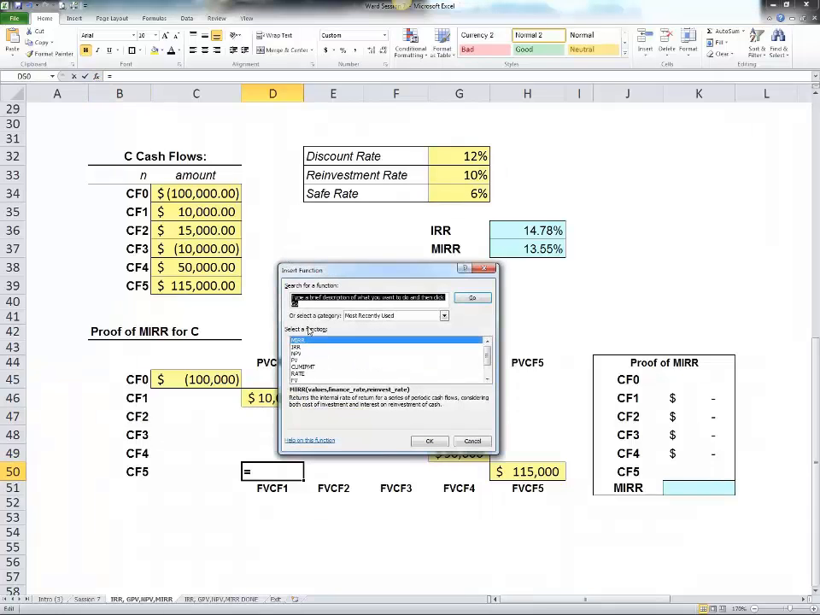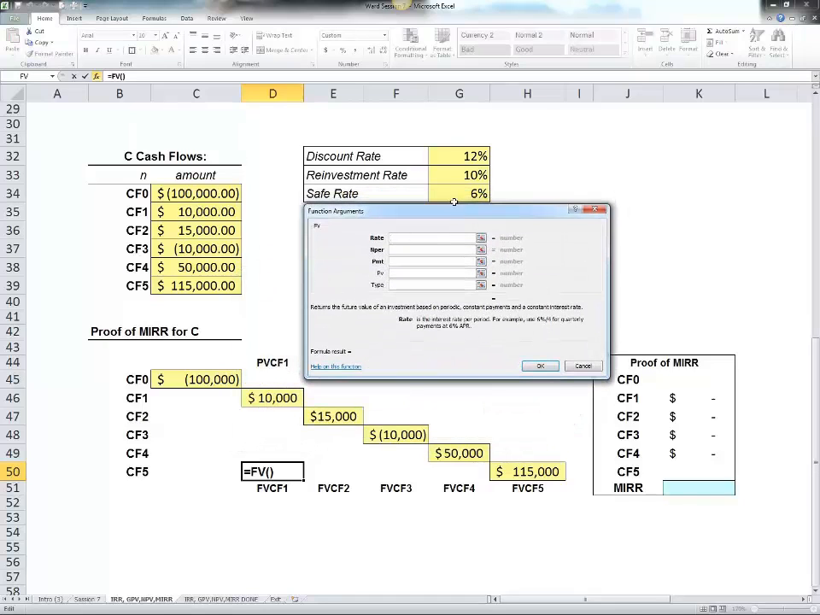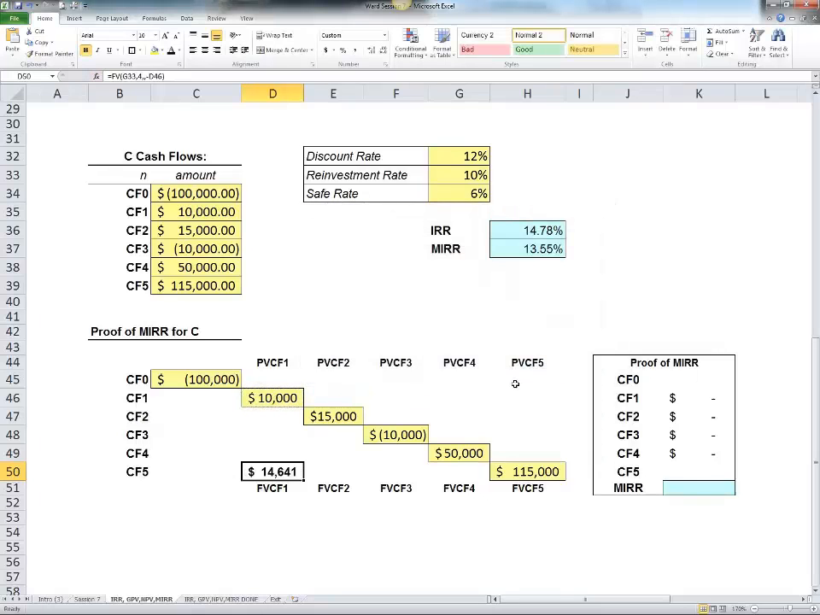And so it's a future value function. We grab future value, and we need our rate. So there's our reinvestment rate for 4 periods, no payments. When we get this $10,000 cash flow, the reason I'm making it negative, we're going to turn around and reinvest it.